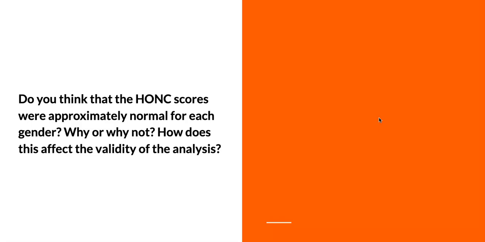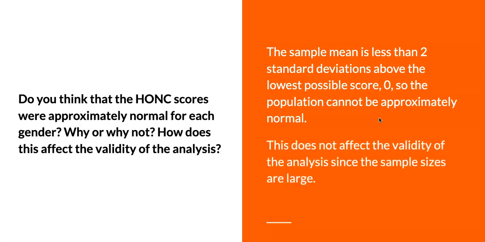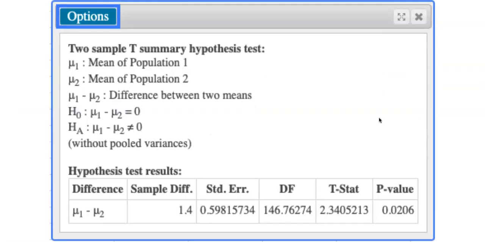What were the HONC scores for each of these genders? The sample mean was less than 2 standard deviations above the lowest possible score, 0. So the population cannot be approximately normal, but if it's not normal, can we still say this significance test that we did is valid? Well, it does not affect the validity of the analysis since the sample sizes are large. Or was the sample size large?